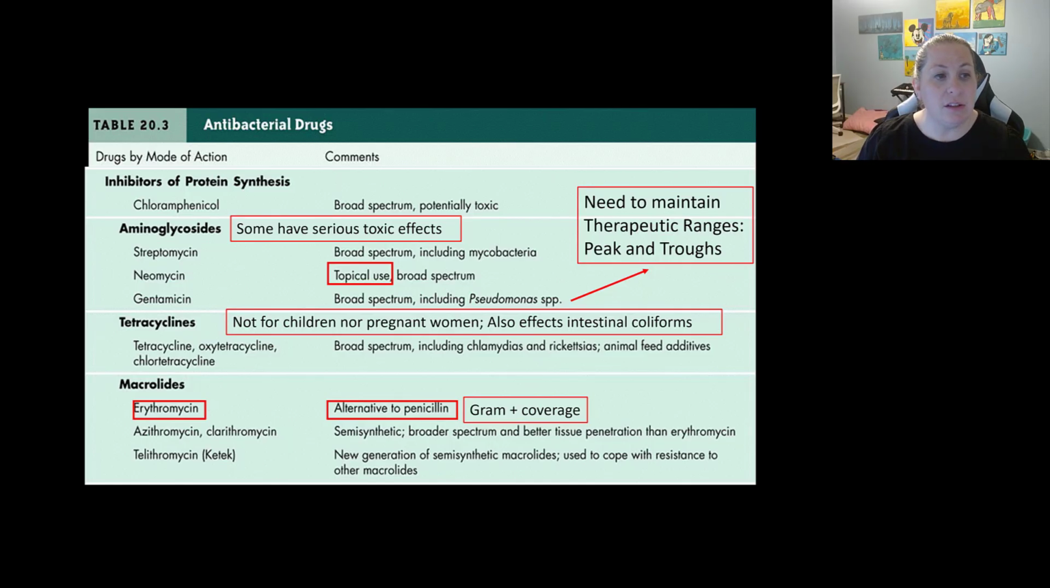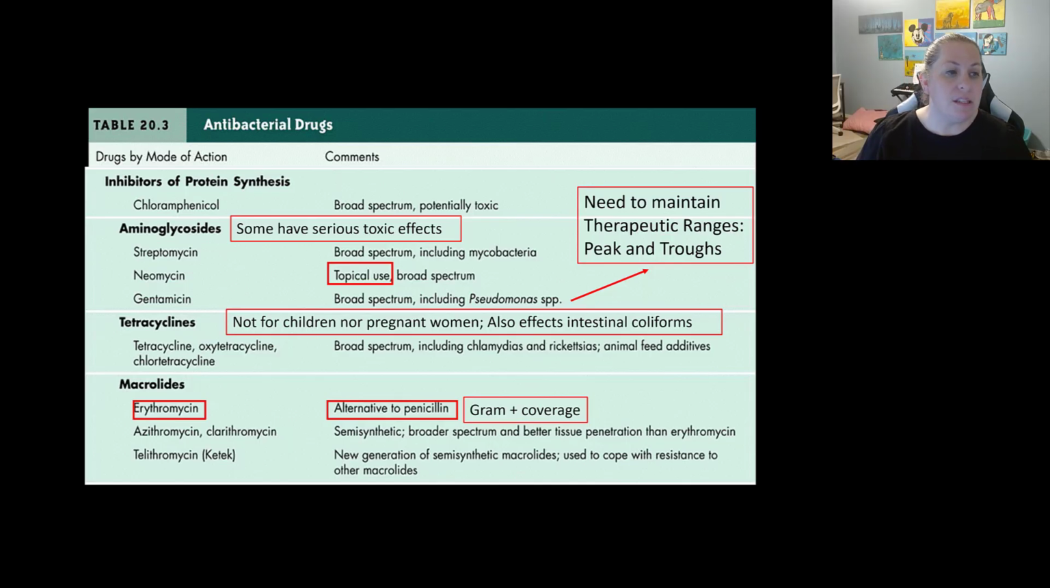Okay. We also see the tetracyclines. The tetracyclines are not for children nor pregnant women. We cannot give kids or pregnant women tetracycline because they affect the intestinal coliforms too much. Okay, and this then creates too many chances of opportunistic infections. All right, and so it's a really, really big thing to make sure that we're not giving these to those patients.